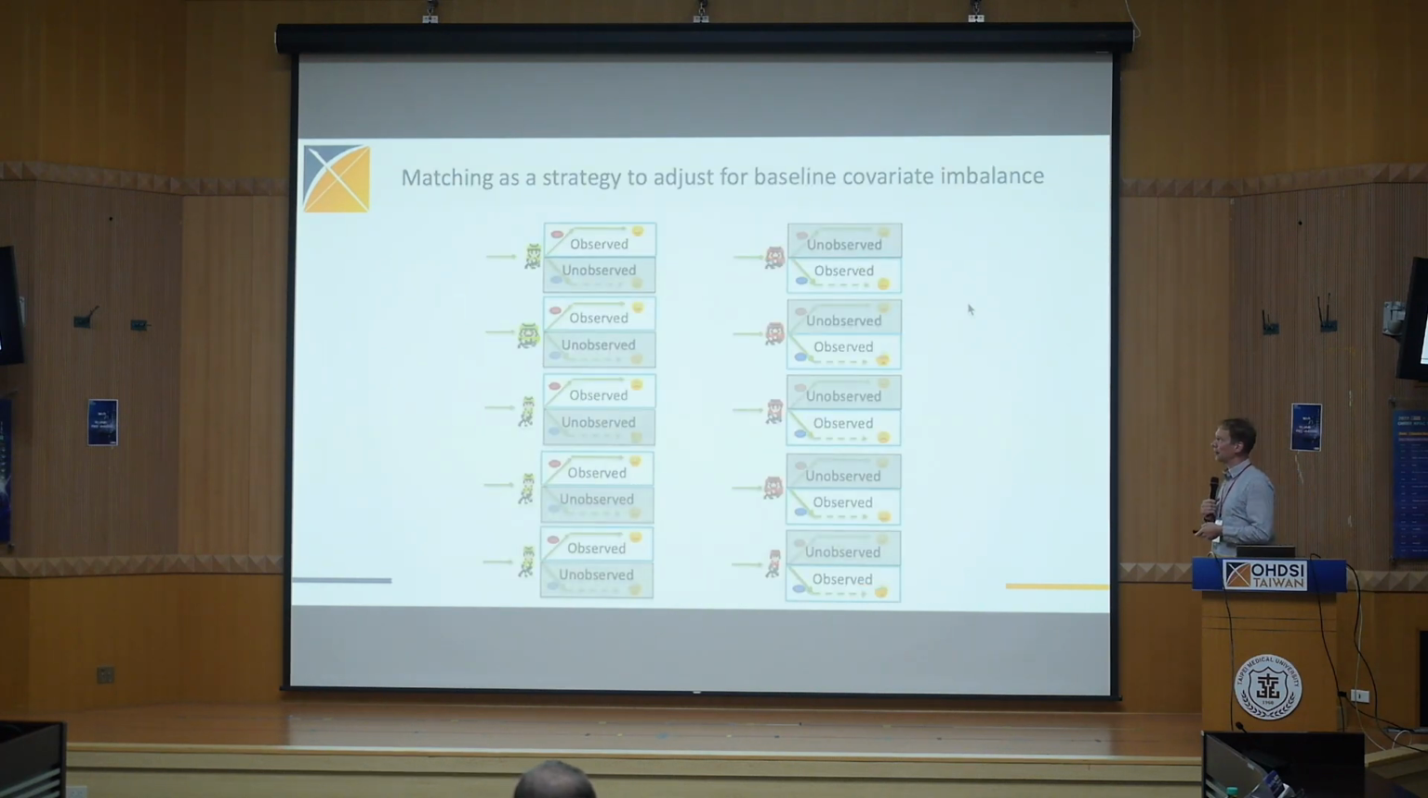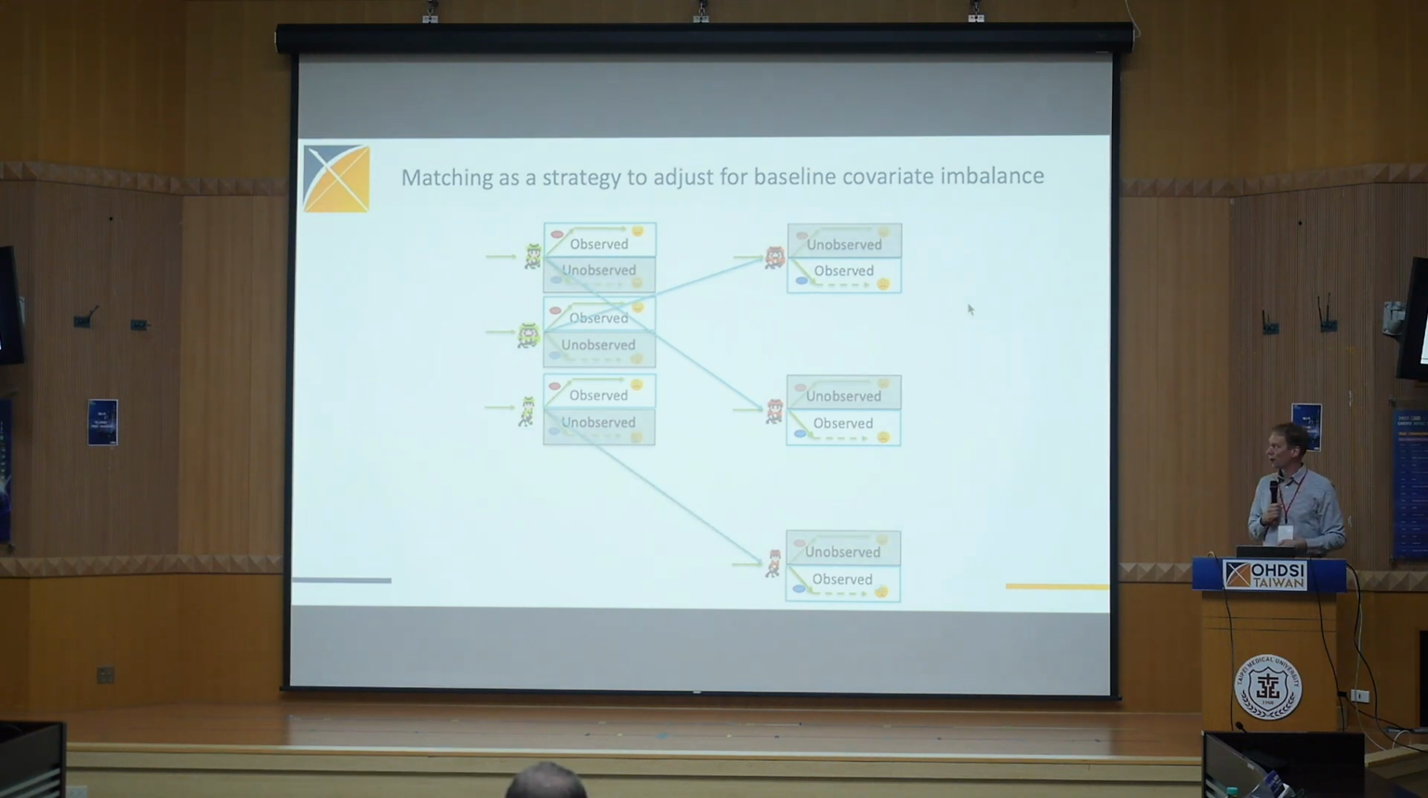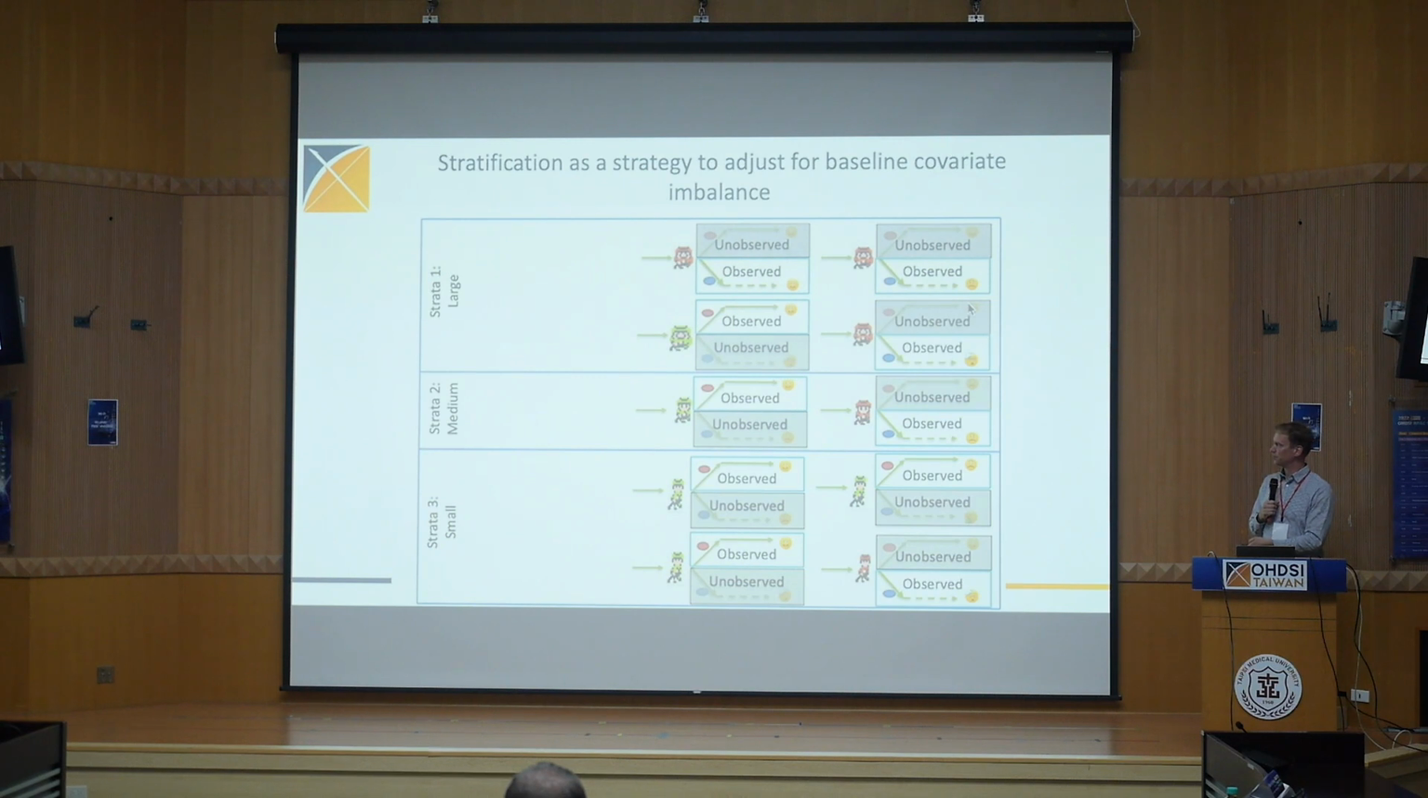Anyway, matching works by matching people that have the same or similar propensity scores. So a skinny person is matched to a skinny person, a white person is matched to a white person. We throw everyone else away, and all of a sudden our two groups are similar in composition, and now we can just summarize the cohorts and look at their outcomes.